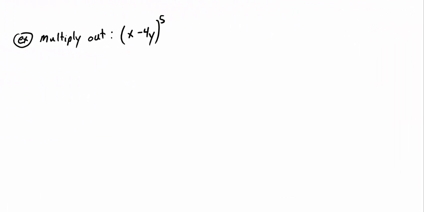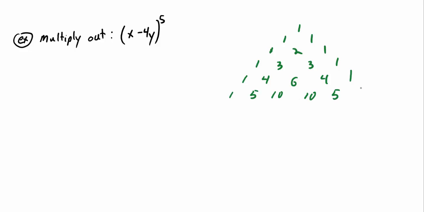Let's go ahead and do the full expansion of x minus 4y to the 5th. Let's make that triangle again to get the binomial coefficients. Okay, fill in the next line for me. 1, 1. 1, 2, 1. Fill in the next line for me. 1, 3, 3, 1. The next one. 1, 4, 6, 4, 1. The next one. 1, 5, 10, 10, 5. Do I need another one? No, I know that this is the 5th row because the first number from left to right is a 5. So these are my binomial coefficients.